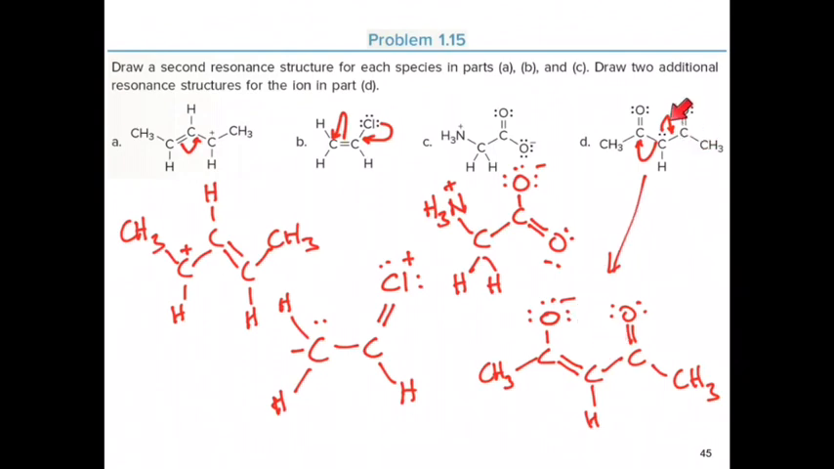And then the second resonance structure would be, let's see, a double bond here and then a single bond here instead. So it would be the reverse. So you have a double bond here and a single bond here instead of this. And those are resonance structures.